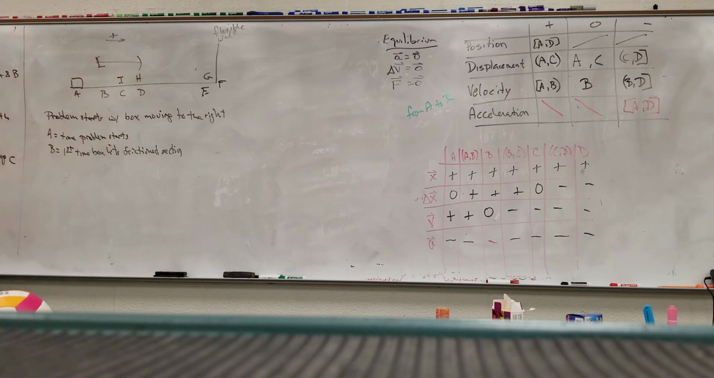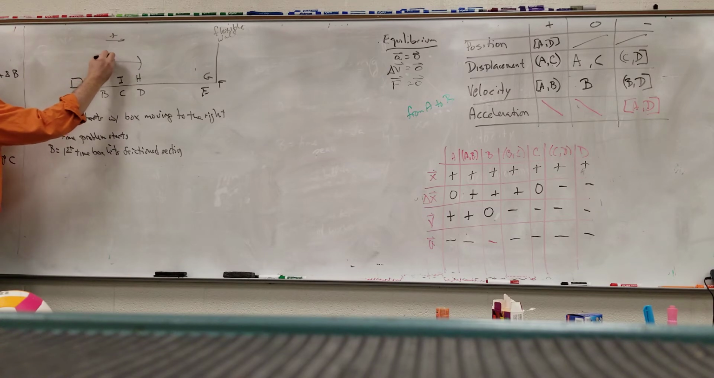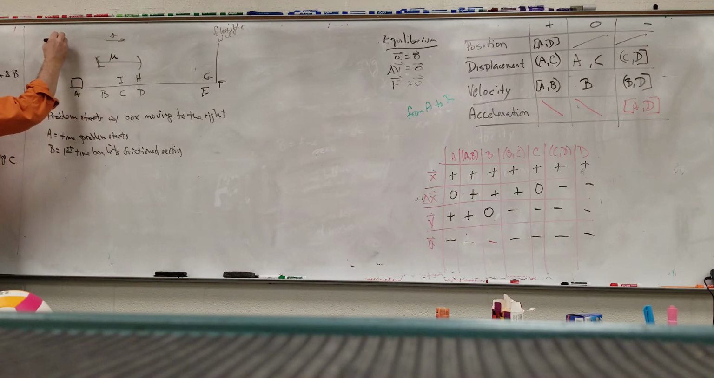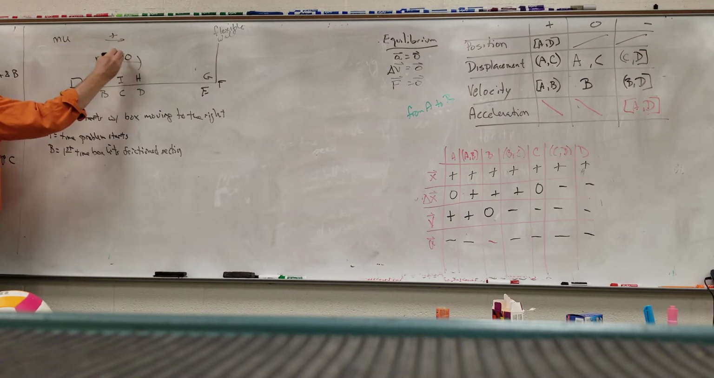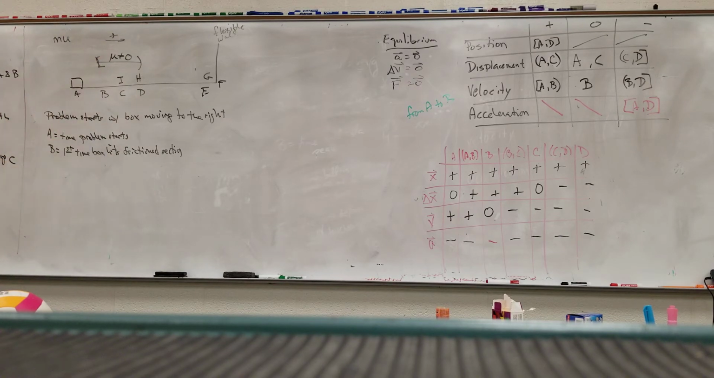Now I'm going to use shorthand notation to represent the fact that there is friction. I'm going to put a little mu here. It's a Greek letter mu. There's something that we'll get to in chapter 4 or 5 called the coefficient of friction, and the mu is the symbol for that. So if I write mu is not 0, that's telling you that there is friction there. I'm also, for the square bracket here, indicating that B has friction, D does not.